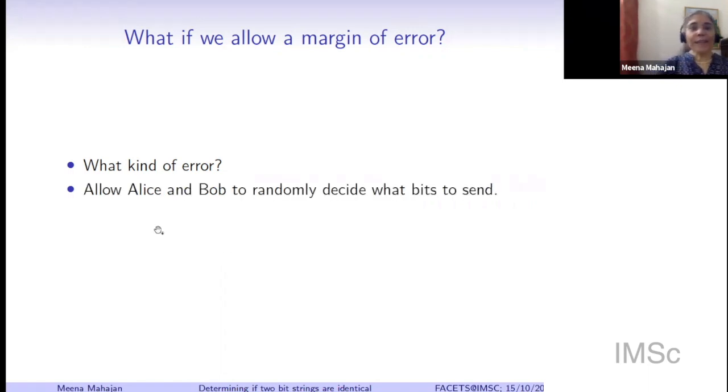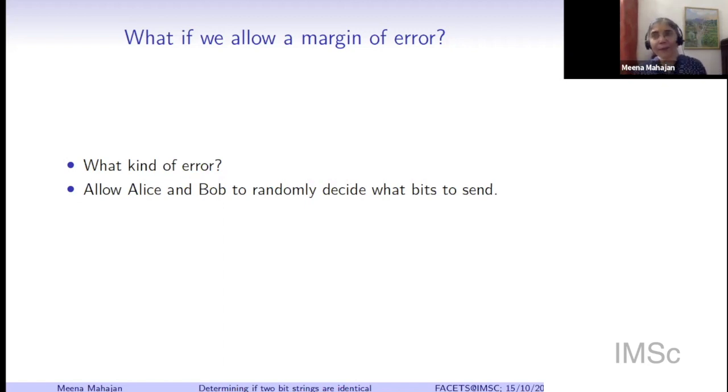So what I mean is the following: allow Alice and Bob to randomly decide what bits to send. We build this into the definition of the protocol. Earlier, looking at X, Alice decides that the first bit she has to send must be a function of X. Now I'm saying that it is not necessarily a function of X alone. It is a function of X and some random bits which are coming from somewhere else.